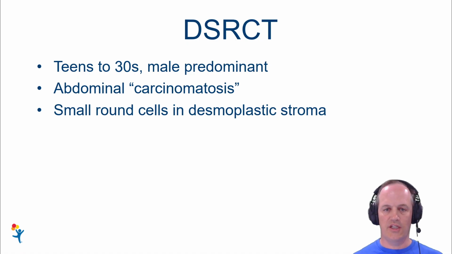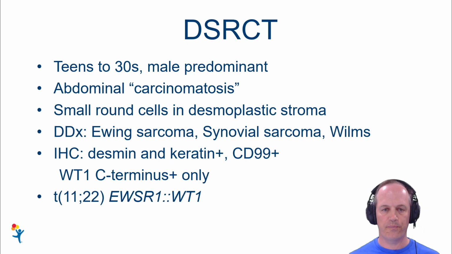Much like you might guess from the name, these are nests of small round cells, often in desmoplastic stroma. The differential, I think Ewing sarcoma is probably the most important thing to distinguish from desmoplastic small round cell tumor, especially if you end up with a limited biopsy where you just get the small round blue cell component without the desmoplasia, or if you get it invading another tissue type, like invading into the bowel or the liver, that incites some desmoplasia. That could be a really difficult thing to distinguish, especially if you were unfortunate enough to only do FISH for EWSR1.